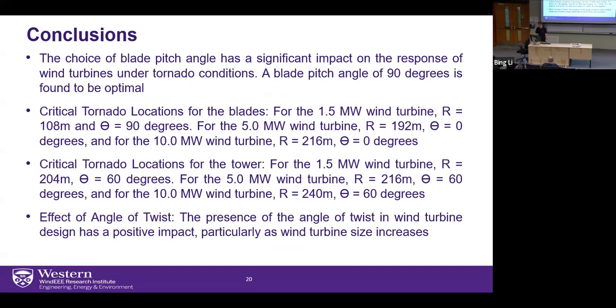So now I can have my conclusion. First, I can say that blade pitch angle equal to 90 is the most optimum blade pitch angle. And then I have 2 different bullet points here. It says the critical locations of the tornado for the blade or the tower. That means when the critical case is happening to the blade, that may not be the same case for the tower, so you have to consider 2 different scenarios here. And I can conclude that considering the angle of twist, it has a positive impact on the wind turbines.